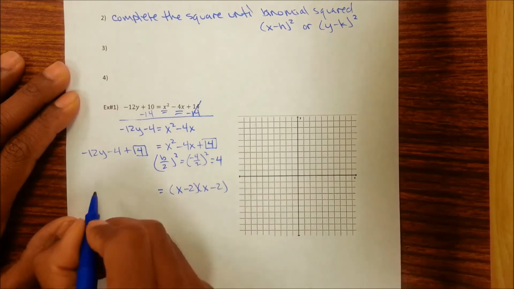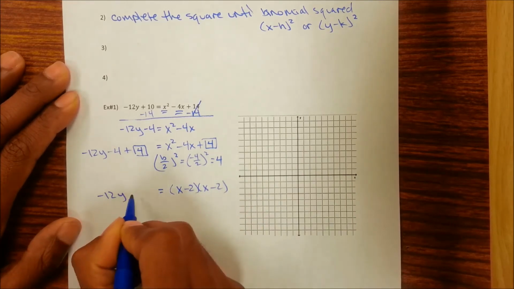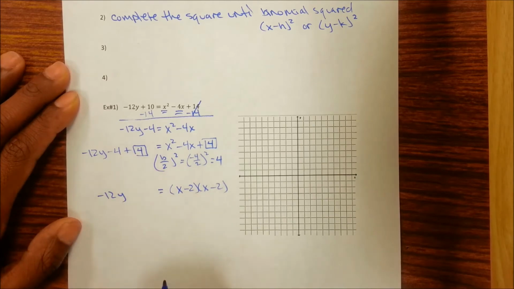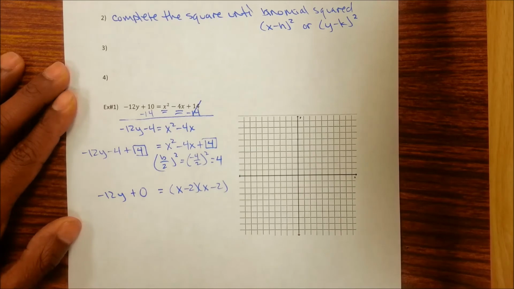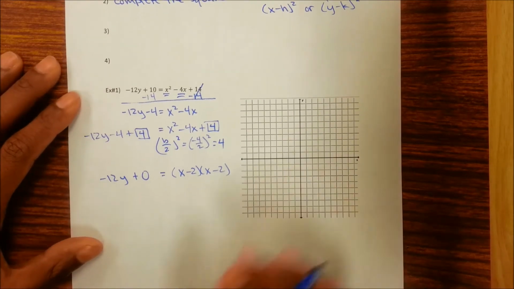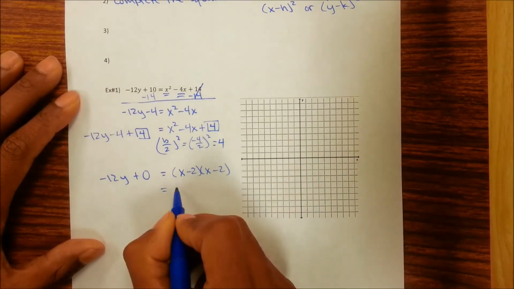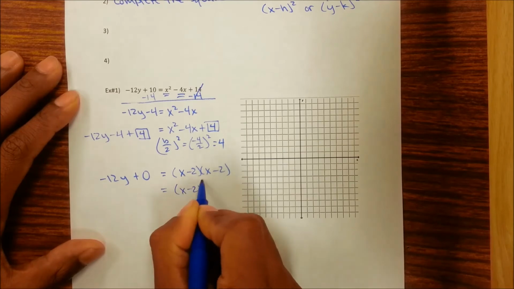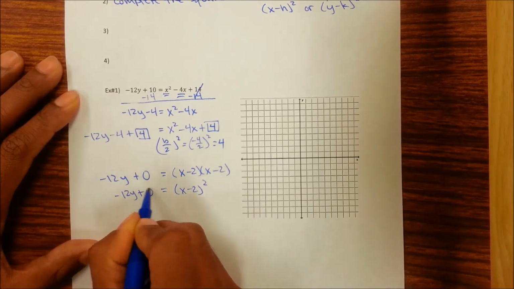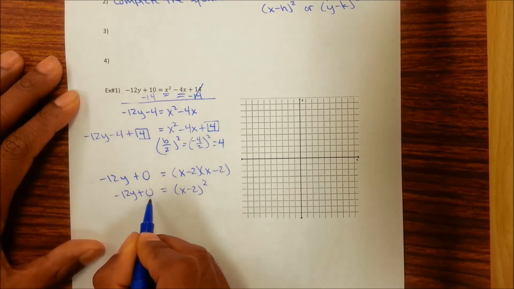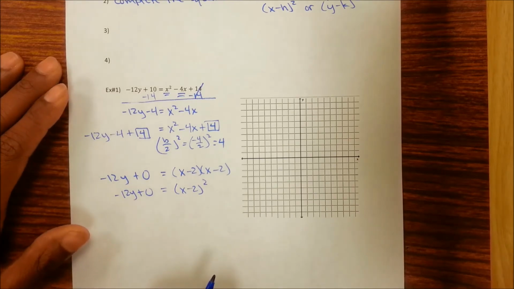Left-hand side, we could simplify. We have negative 12y, negative 4 plus 4. That cancels, turns to be a 0. But I'm going to leave the 0 there for now just to illustrate. So, right-hand side, let's rewrite that as x minus 2 quantity squared. Left-hand side, let's leave that as negative 12y plus 0. Again, normally we don't need the 0, but I'm going to leave it there just to illustrate my next guideline.